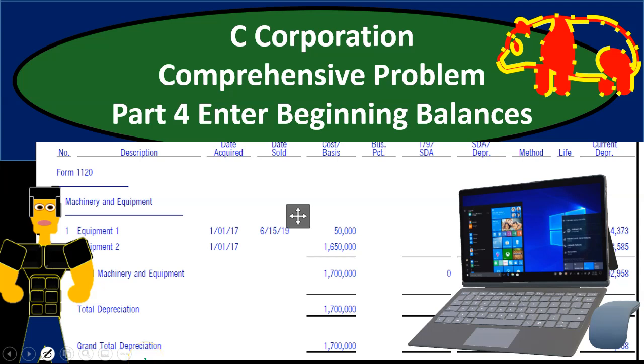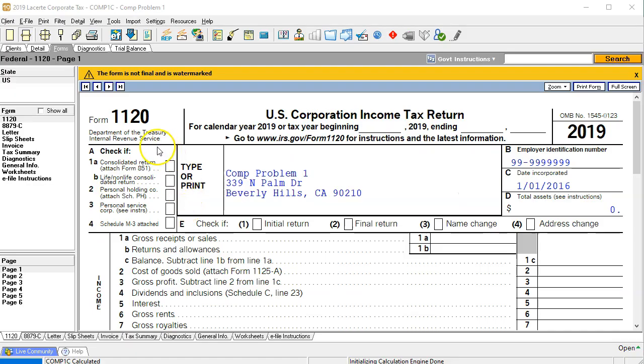In this presentation, we will take a look at part 4 of our C Corporation comprehensive problem, this time entering the beginning balances into our tax return, into our 1120. Here is our form 1120. We're now going to be considering those beginning balances.